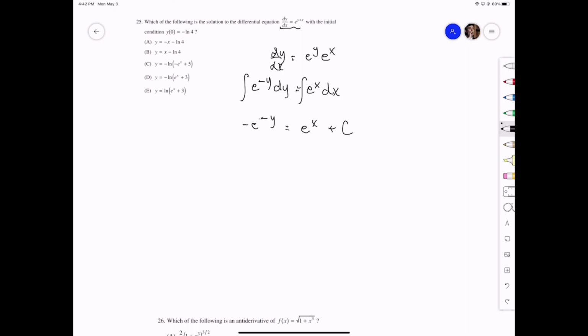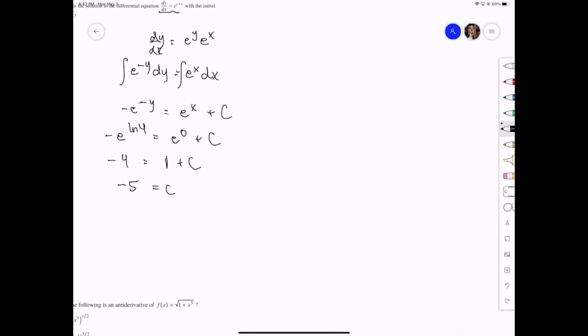Right? Yeah, pretty sure. So I'm just gonna solve for c right now. So y of 0 equals negative ln 4. So negative e to the ln 4 equals e to 0 plus c. This is negative 4 equals 1 plus c. So c equals negative 5. Okay, so negative e to negative y equals e^x minus 5.